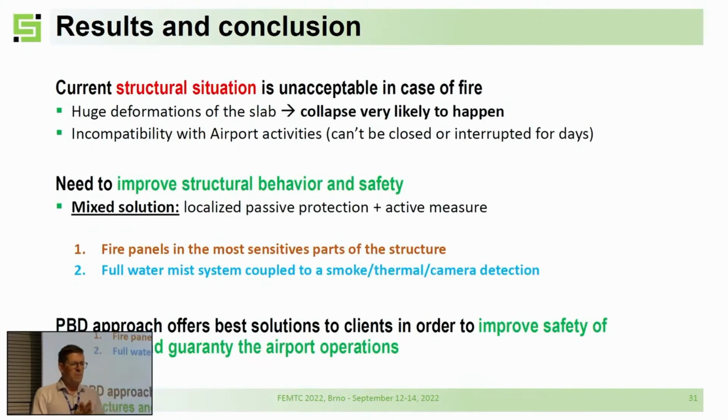So the result from this study is that the current structural situation is unacceptable in case of fire. We cannot have huge deformation or collapse of the slab, so that we have to close the airport for days or many months. And we need to improve that, so we proposed a mixed solution. We will put fire panels in the most sensitive parts of the structure and add a full water mist system coupled with smoke, thermal, and camera detection in the tunnel to make the measure more effective.